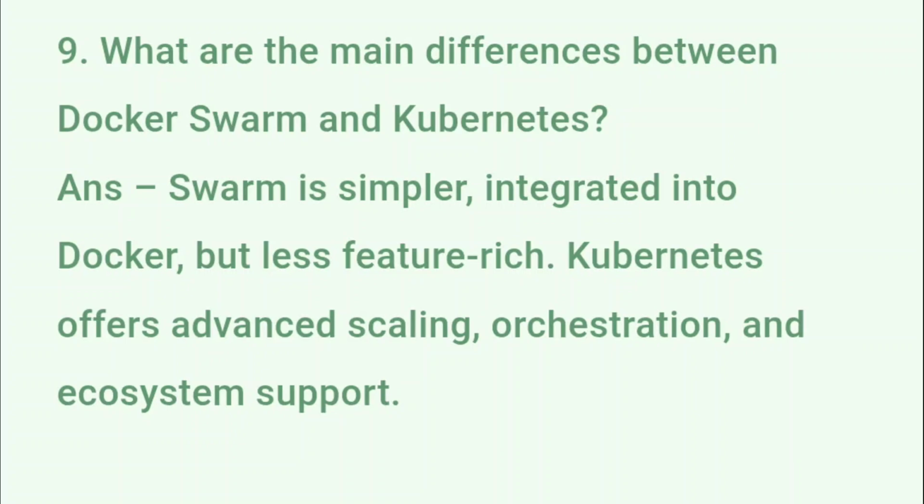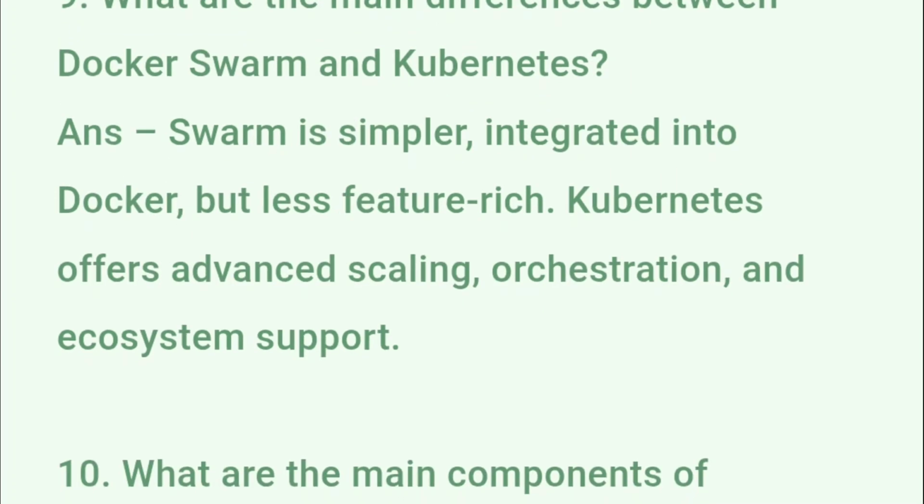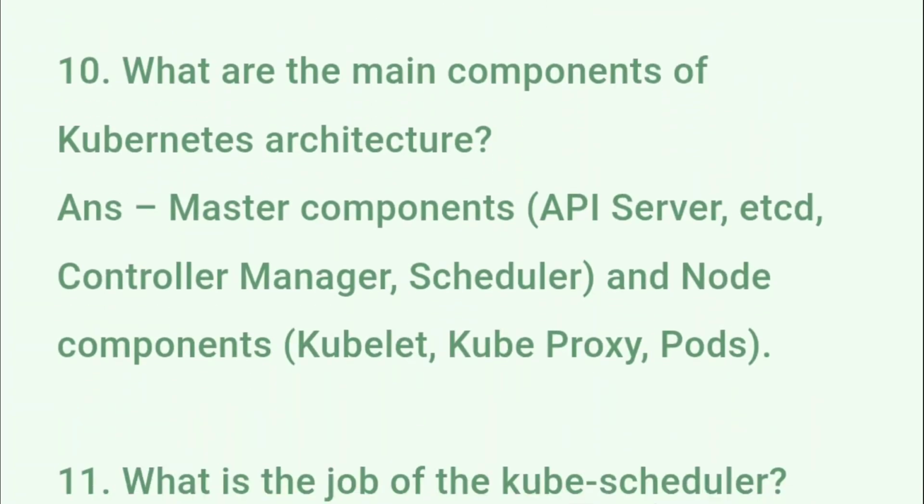Okay, and the next question was, what is the main difference between Docker Swarm and Kubernetes? Basically, Docker Swarm is simpler and quick to set up, but it is limited in scalability, while Kubernetes is more complex compared to Docker Swarm, but it offers enterprise-grade orchestration with auto scaling, networking, and security features. That is the basic difference.